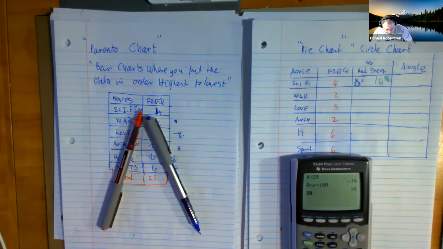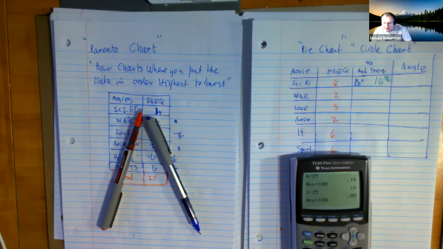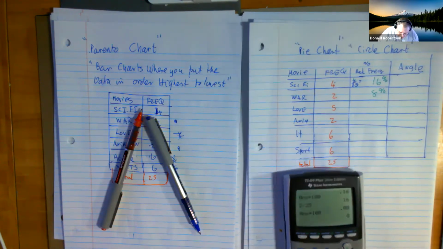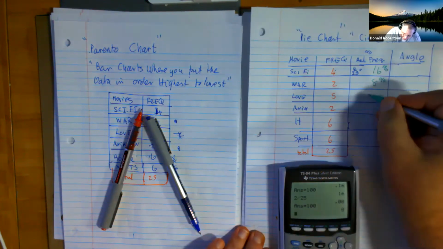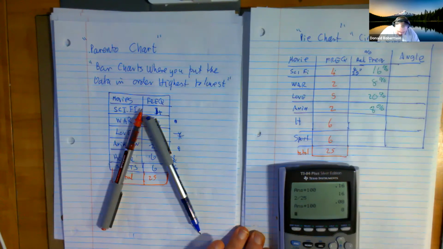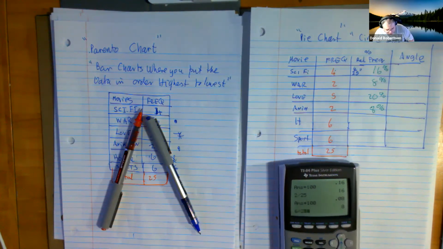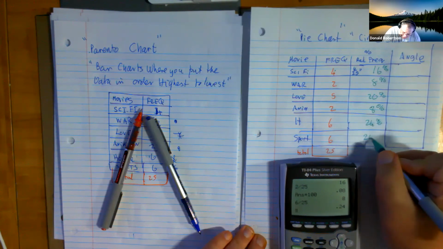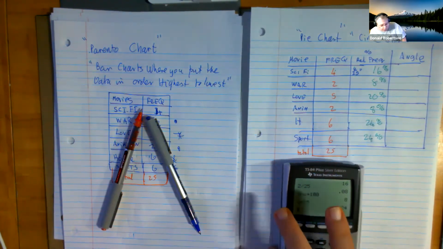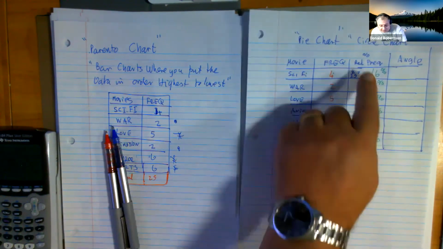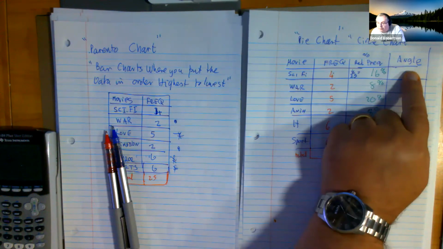If you want to know what 2 out of 25 is, the answer ends up being 8%. If you want to do 5 out of 25, it's 20%. This one I already got, it's 8%. And if you do 6 out of 25, it looks like you're looking at 24%, and finally 24%. Are you all happy about where I got the relative frequency and the percentage numbers? And the reason I need these is to get the angle.